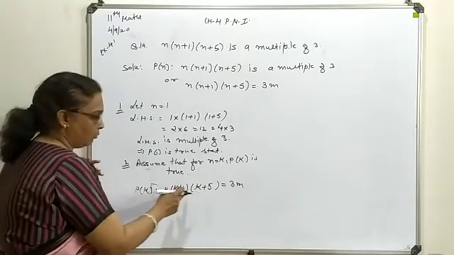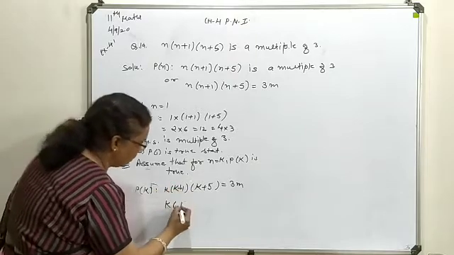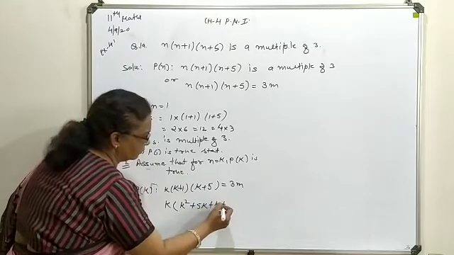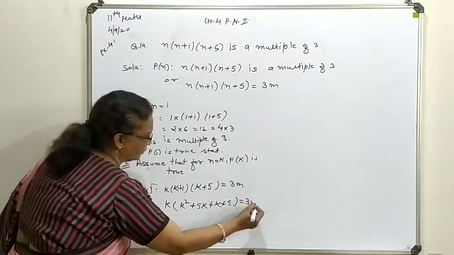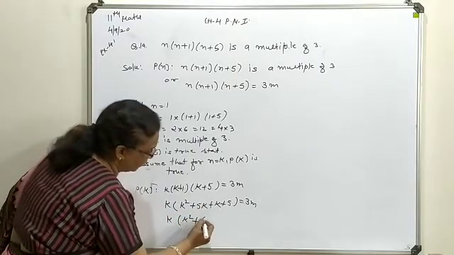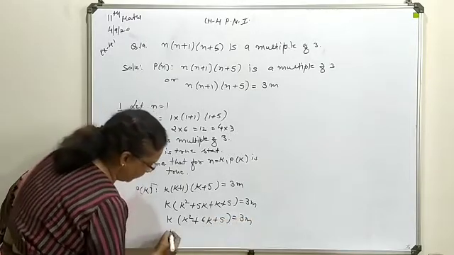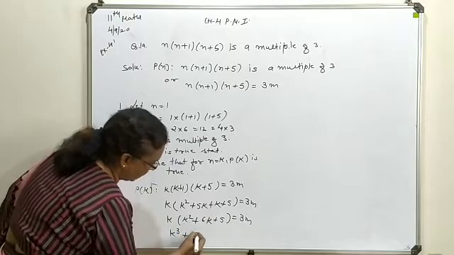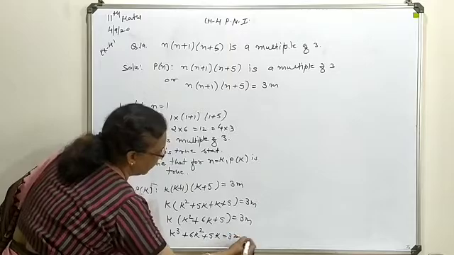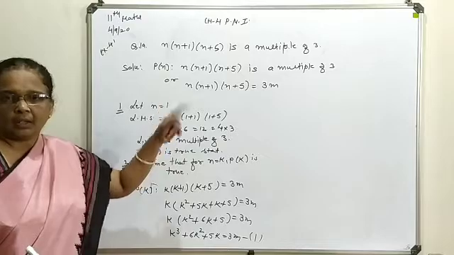Now make these two brackets multiply and generate one expression over here. So this will be your k square plus 6k plus 5. Make it multiply by k, k cube plus 6k square plus 5k. This is 3m. This relation we will use somewhere in further solution as a Pk plus 1.